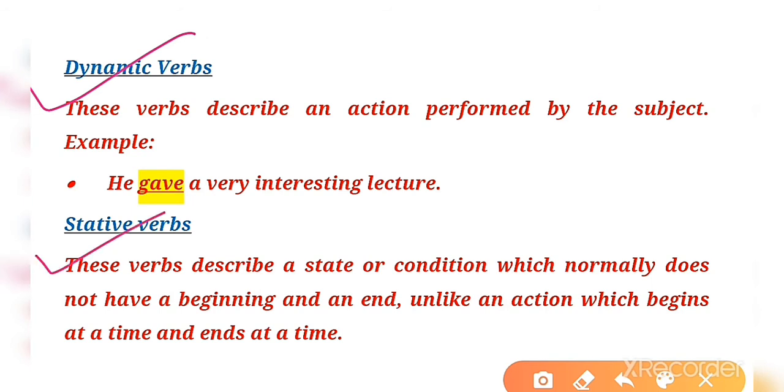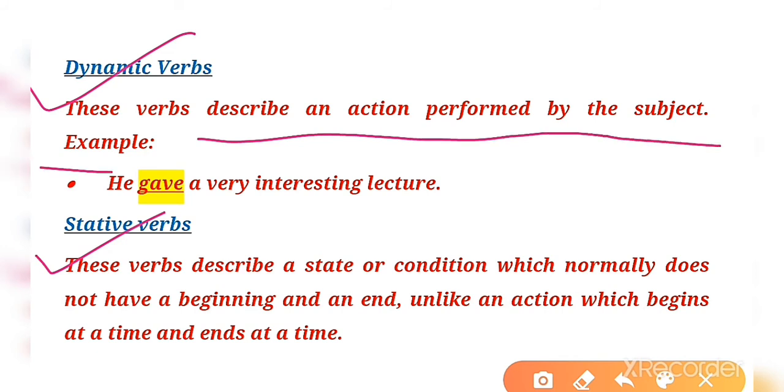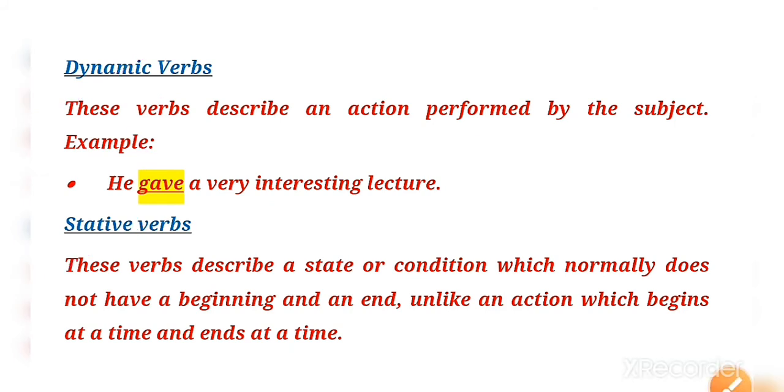What are dynamic verbs? Dynamic verbs are those types of verbs that describe an action performed by the subject. Very simple: he gave a very interesting lecture. Giving a lecture is an action, so the word gave is a dynamic verb, because with the help of the verb gave we can see the action of the person. Clear?